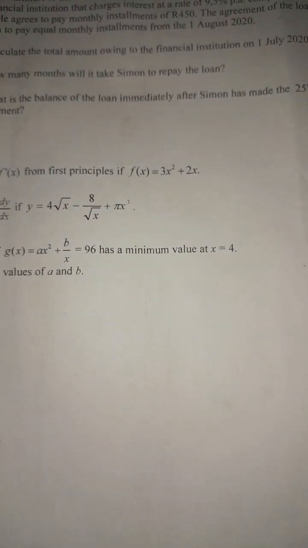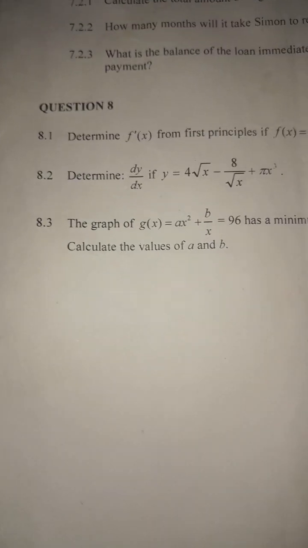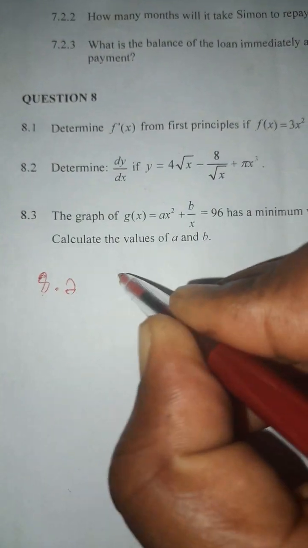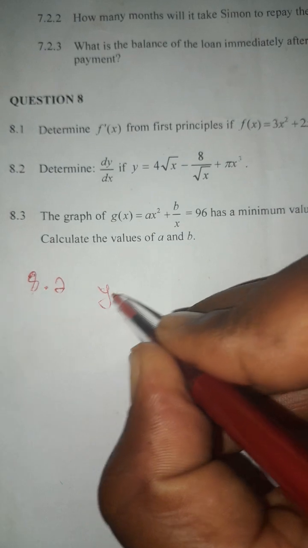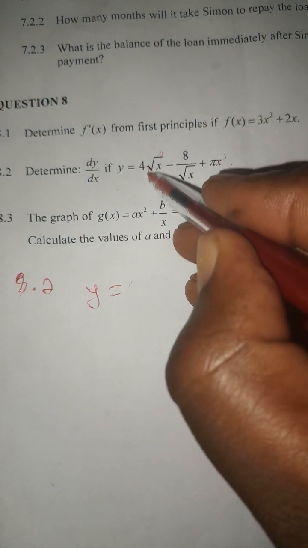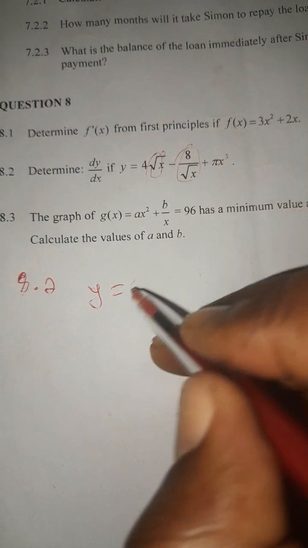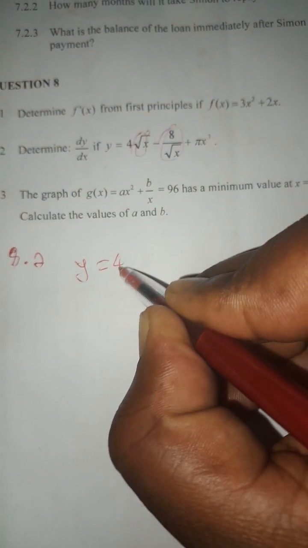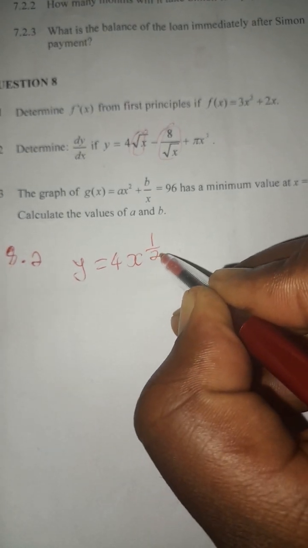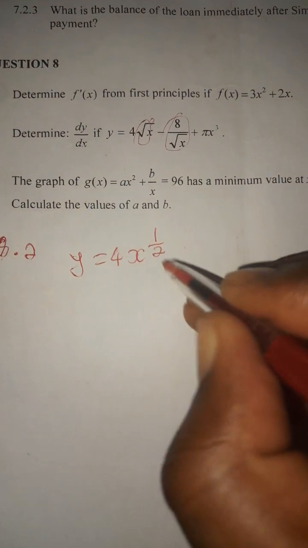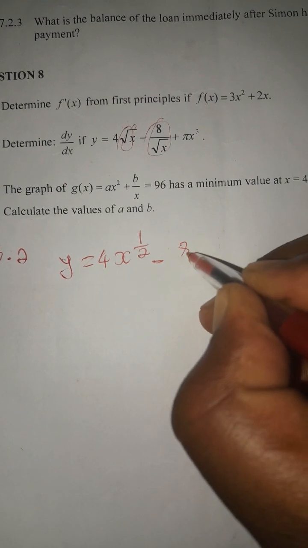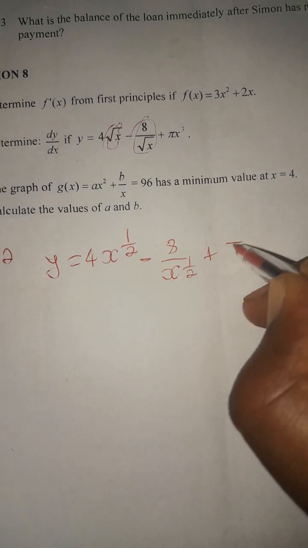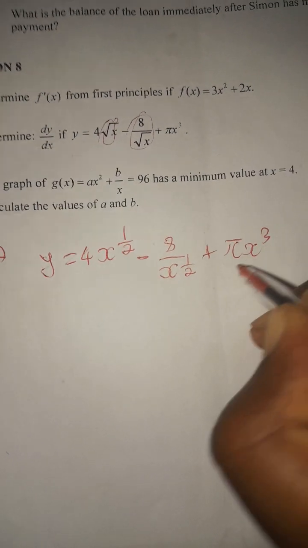So how do you work out this? I'll advise, let me just write it here. We have y is equal to, let's change the roots here and convert this into exponents. So when we change this, we are going to have 4x to the power of half. Remember that when you take out the root, you take it by half. Similarly here, we are going to have x to the power of half plus pi x cubed.